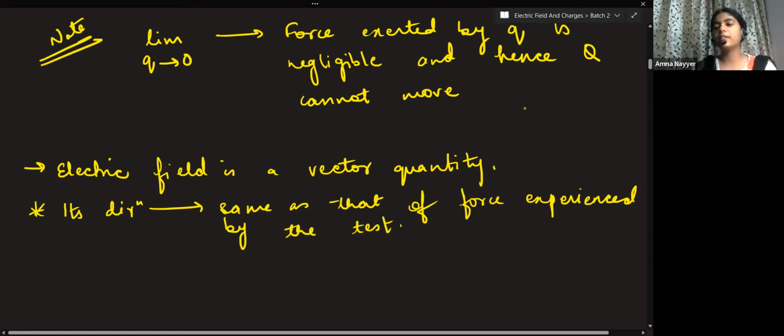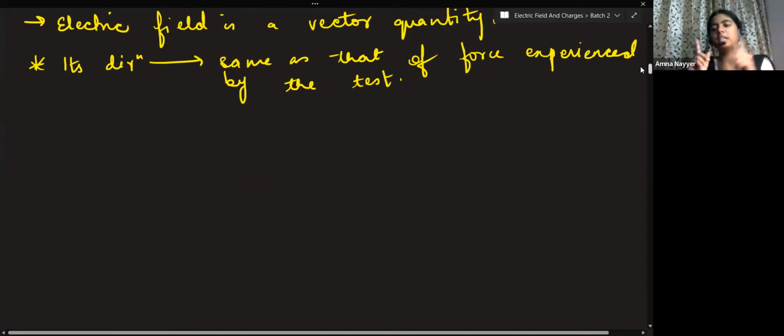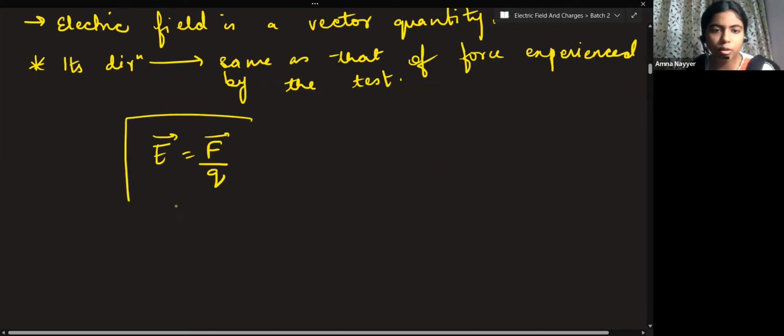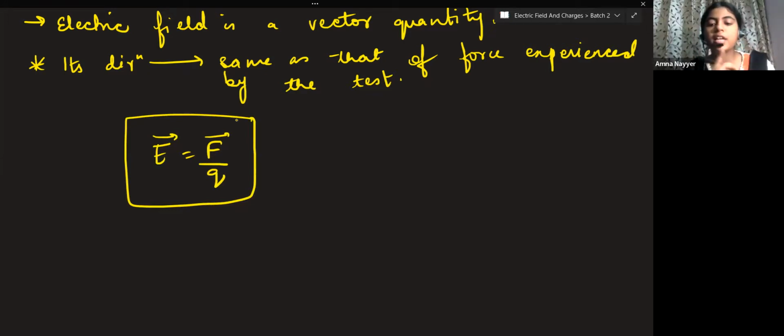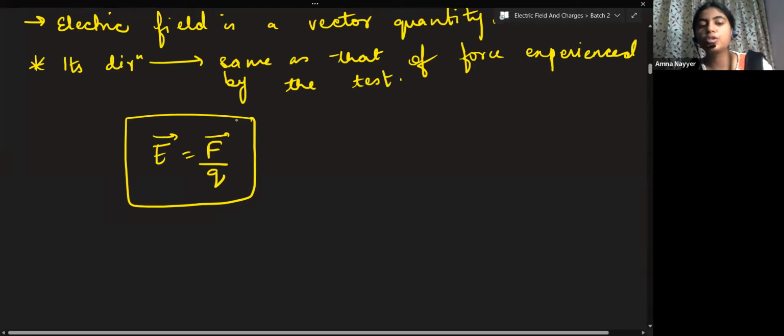Since we are writing force experienced by the test charge, you can write a relationship between test charge, force and electric field as follows. Electric field is force divided by the test charge. This is another formula of electric field: force per unit charge. So all of you write to me just now in the chat box. You know the SI unit of force, you know the SI unit of charge. What should be the SI unit of electric field? Everyone will write down.